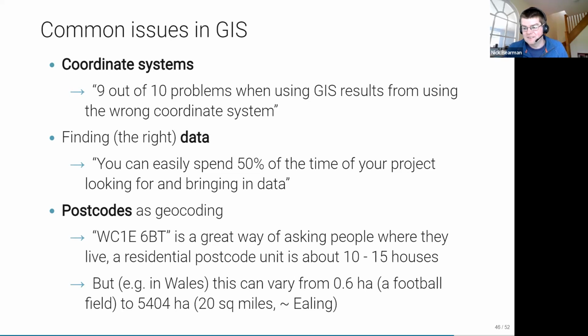But in rural areas, it can be massive. It's still 15 houses, but the most rural one I could find in Wales was 5,400 hectares. That's about 20 square miles. To give you a concept of that, it's about the same size as the London Borough of Ealing. It's absolutely massive. So if you're using postcodes for location, it's fine, but be aware they can vary. If you're dealing with really rural locations, the house could be anywhere in that 20 square miles. So just keep that in mind.